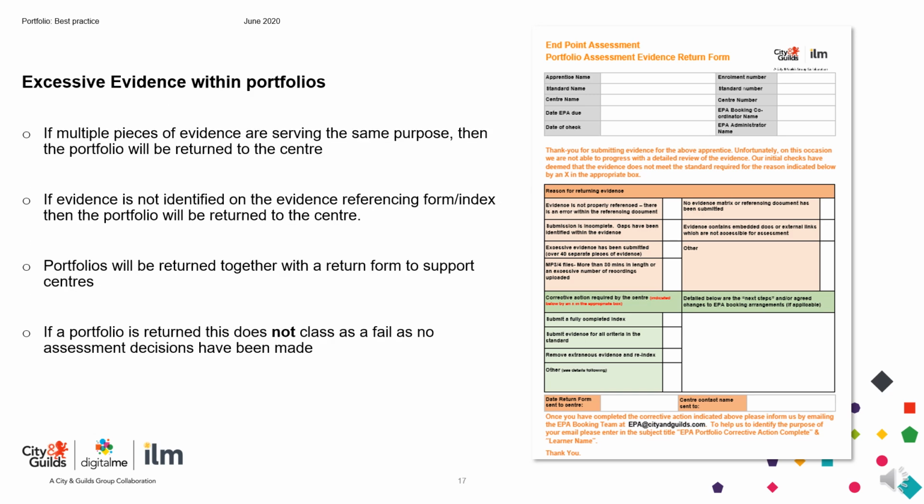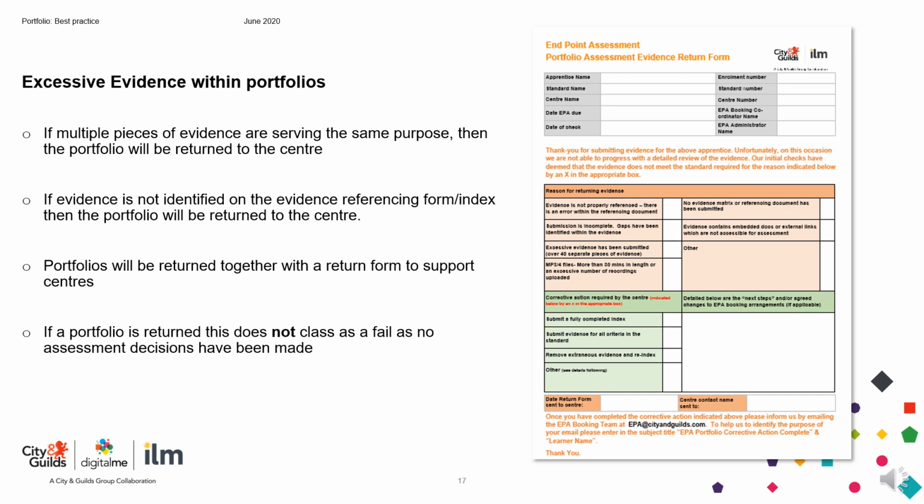If, during an initial check carried out by the EPA team, they find that multiple pieces of evidence are serving the same purpose, then the portfolio will be returned to the centre, again supported by the portfolio evidence return form. In addition, if there are pieces of evidence contained within the portfolio that are not identified within the evidence reference form or index, therefore excessive to requirements, the portfolio will once again be returned to the centre.